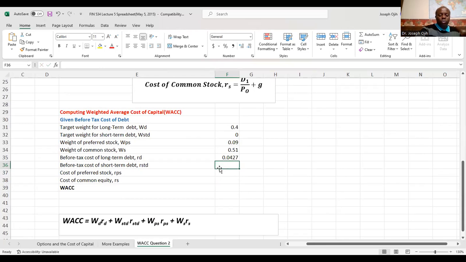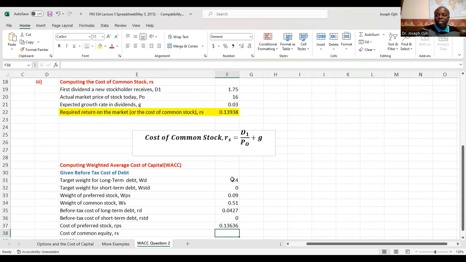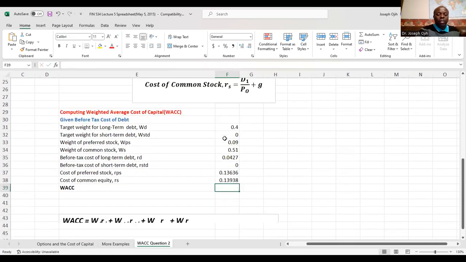Short-term debt. No short-term debt, so we can put 0. Cost of preferred stock. We just did the calculation, so we go there and pick it up. We put equal sign, go to cost of preferred stock, click on it, press the enter key, it will insert it there. Then cost of common equity. Again, we did the calculations right here. Put equal sign, computing cost of common equity, click on it, press enter key, and it will automatically insert it. So we have everything we need.